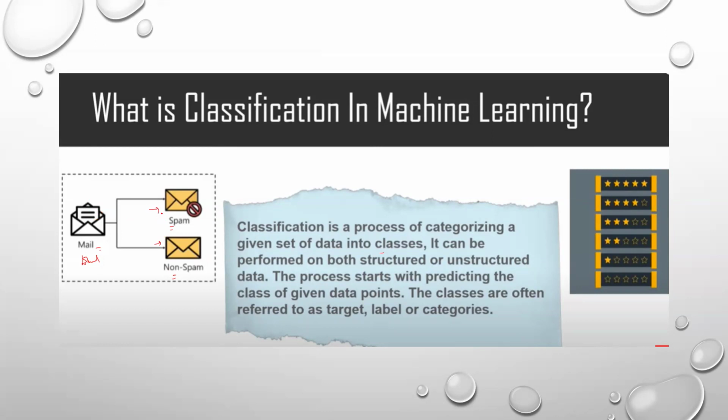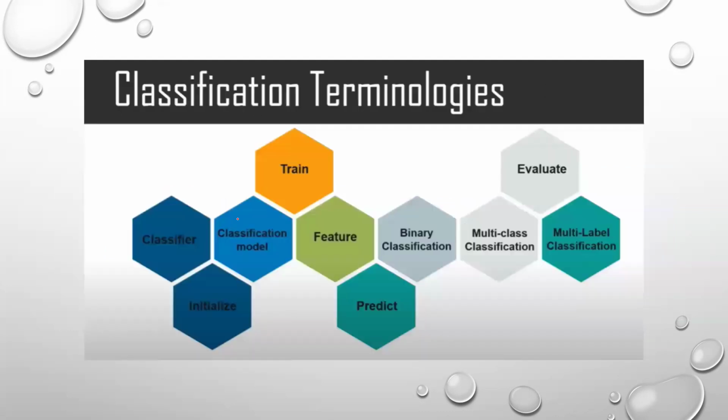And it can be performed on both structured or unstructured data. And the process starts with predicting the class of given data points. And the classes are often referred to as the target, or we can also call them labels or categories. So we call these target variables, or labels, two different categories. So this is classification in machine learning, nothing but a process of categorizing a given set of data into different classes.